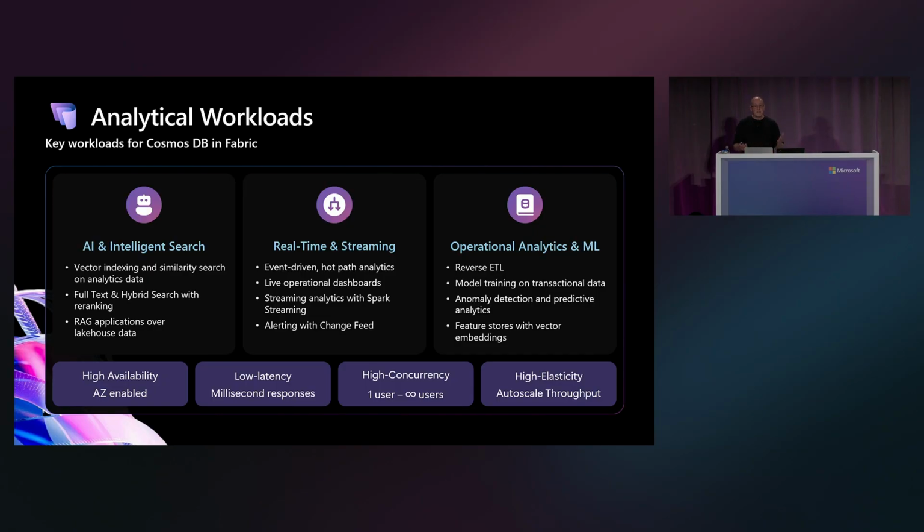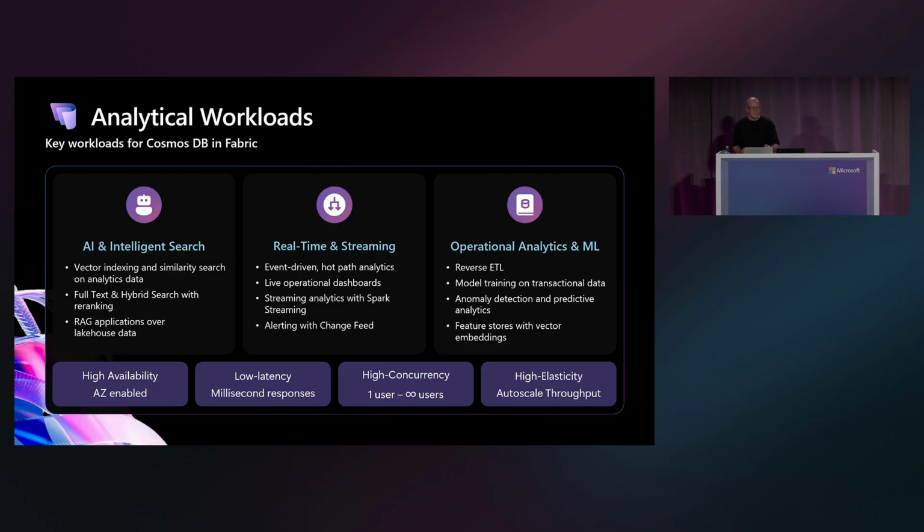You can vectorize lakehouse data in Fabric and then write that back into Cosmos to run semantic search over your analytical data. You can combine Spark streaming with CosmosDB change feed to process events to build things like hot path analytics and automated alerts. You can build ML workloads and train models in Fabric using transactional data, then push those predictions and the enriched features back into Cosmos for real-time inferencing at massive scale.